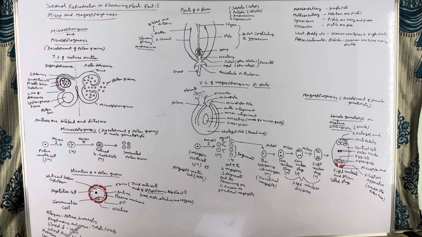The pollen grains are also sometimes harmful to human beings and other animals. Some pollen grains cause asthma, bronchitis. These are one type of allergies. One famous example about the pollen grain causing allergy is the Parthenium plant.